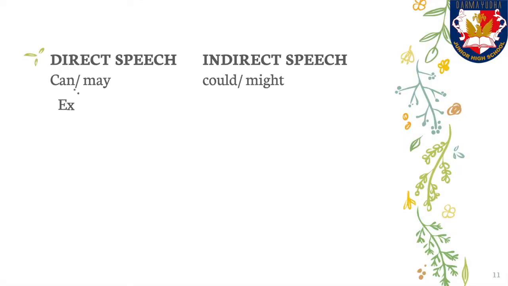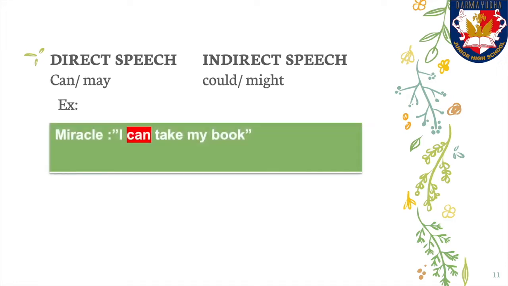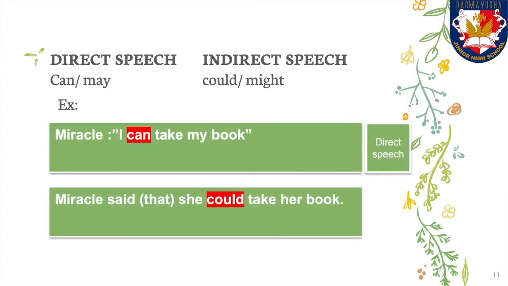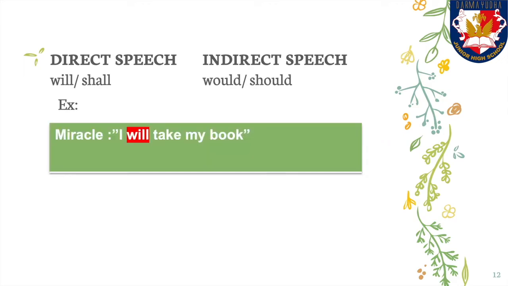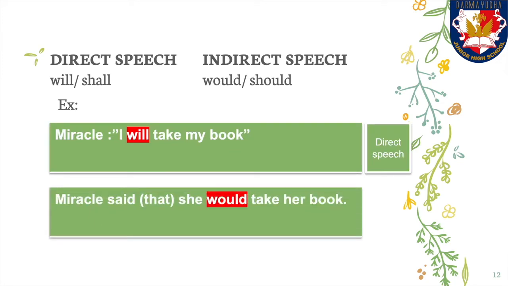Now, can or may become could or might. Example. Miracle said, I can take my book. It becomes, Miracle said she could take her book. Will or shall become would and should. Example. I will take my book. Miracle said that she would take her book.